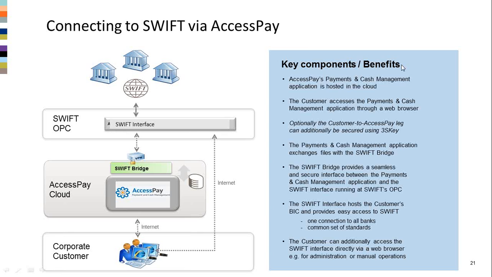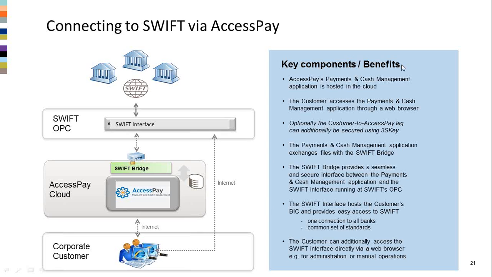And it's at that interface that the end customer's BIC is hosted, and from there the individual transactions, messages, as well as files of transactions can be sent over the Swift network, as I've explained before, to the receiving banks. So a very neat solution in that the corporate is essentially working entirely through a web browser, using the very neat graphical capabilities of the AccessPay application to create transactions and then have those delivered seamlessly into the interface and out over Swift to the banks.